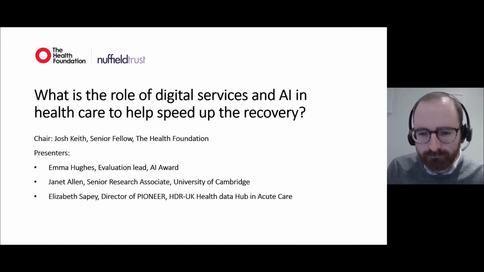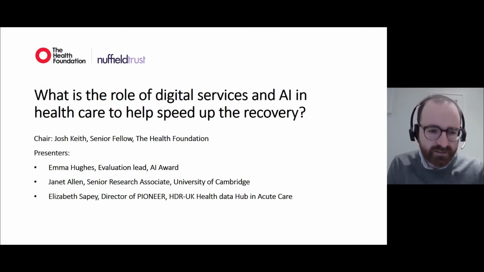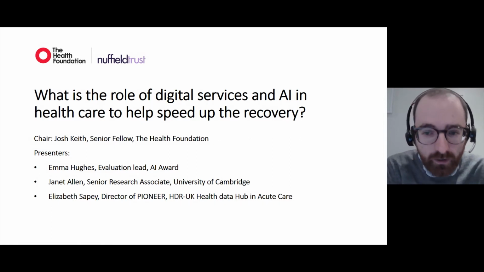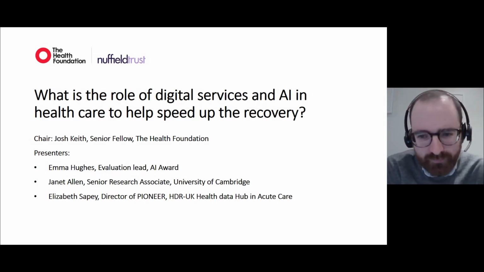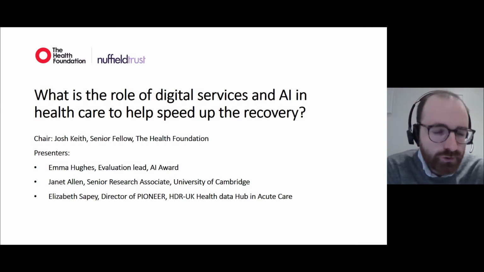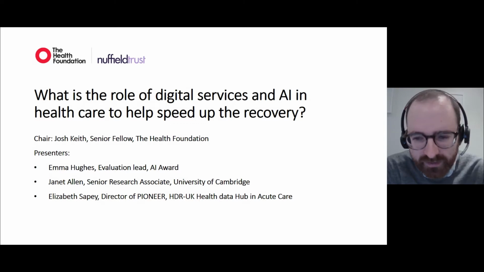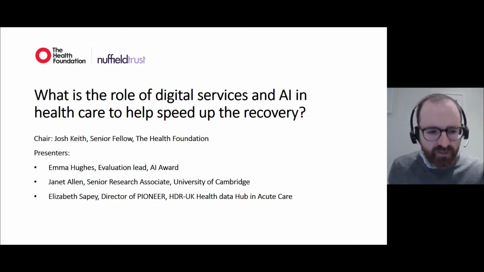So as part of this session, we're going to hear 3 different perspectives on digital innovation in healthcare from our panelists. And our panelists this morning, I'm delighted, are able to join us, are Dr. Emma Hughes, who's the evaluation lead for the AI in Health and Care Award at NHS England and Improvement, Dr. Janet Owen, who's the Senior Research Associate at the University of Cambridge, who will talk about Project Breathe, and Professor Elizabeth Sapi, who's Chair in Acute and Respiratory Medicine at the University of Birmingham and Director of Pioneer, which is the Health Data Research UK Health Data Hub in Acute Care.